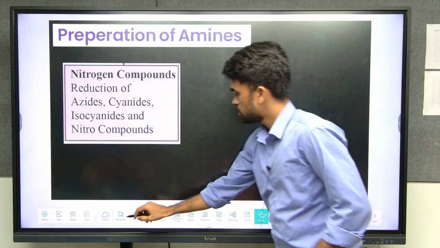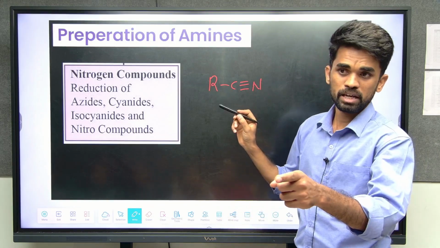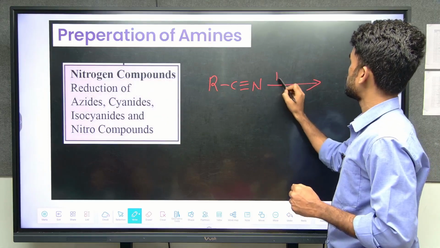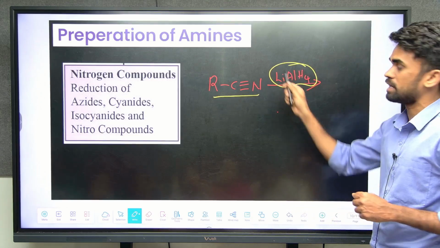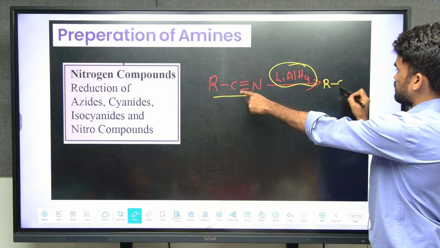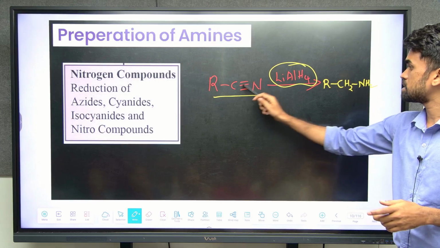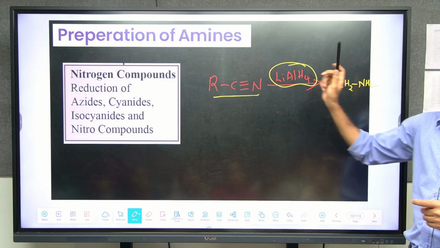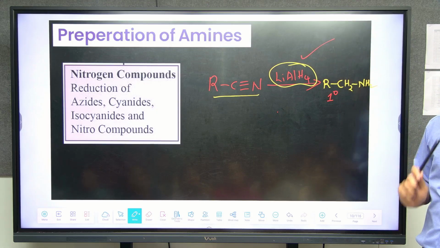Now look at this. Reduction of cyanides. Yesterday we made a reduction table. There we saw lithium aluminium hydride. So if you treat cyanides with lithium aluminium hydride, they convert into amines like R, same number of carbons, CH2, NH2. Cyanides give you primary amines upon reduction. What will it give you? Primary amine. Cyanides upon reduction give you what? With lithium aluminium hydride.